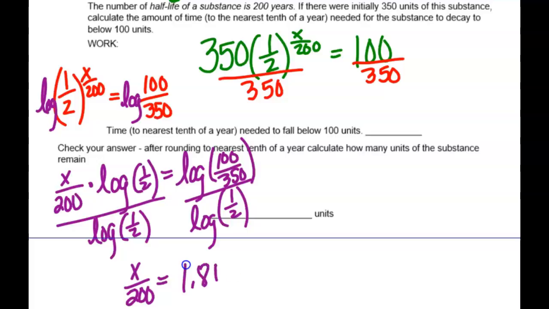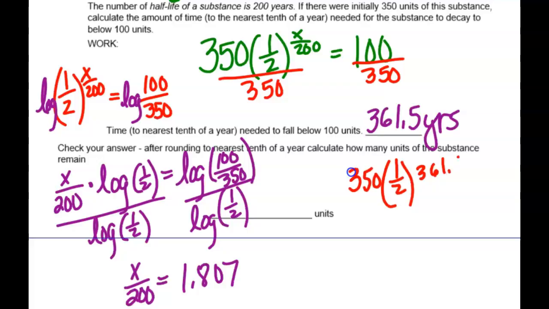I got 1.807 times 200 is 361.5 years. And then if you put it back in, we'll have 350 times 1/2 to the 361.5 divided by 200. I got 99.989, or basically 100 units are what's left.